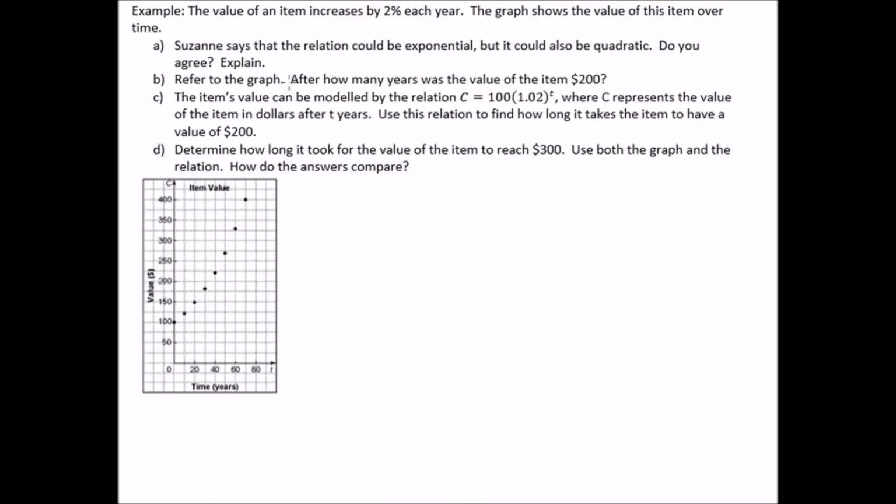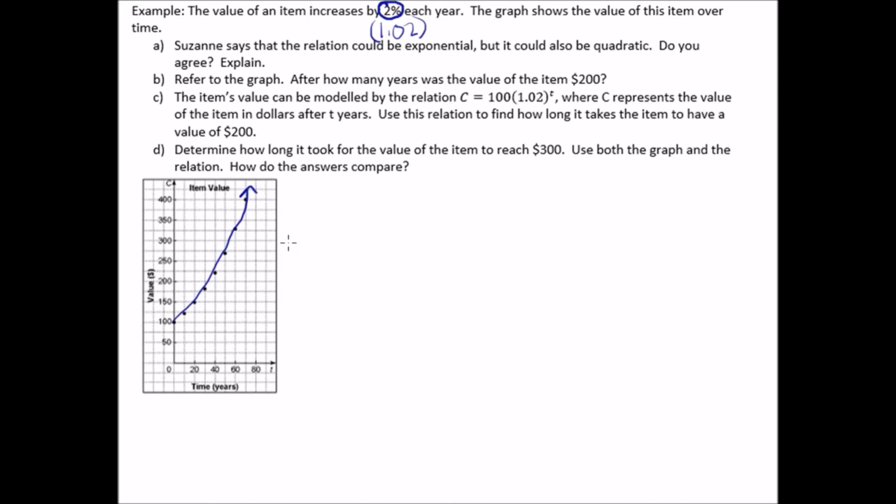Okay, the value of an item increases by 2% each year. Okay, so when we see 2%, it increases by that much. So it's going to be worth 100% of the original value plus another 2%. Okay, as a rate, so 1.02. The graph shows the value of the item over time. So for A, Suzanne says that this relation could be exponential, but also quadratic. Do you agree or disagree?